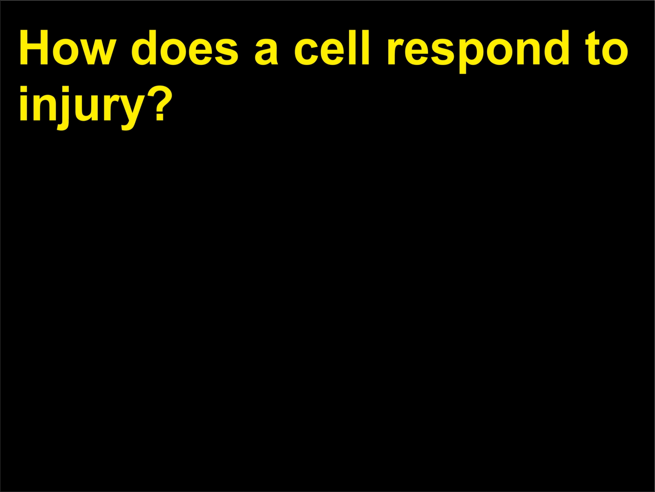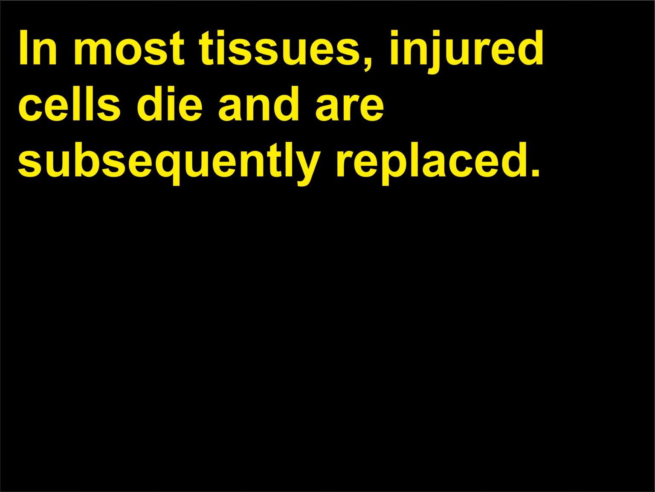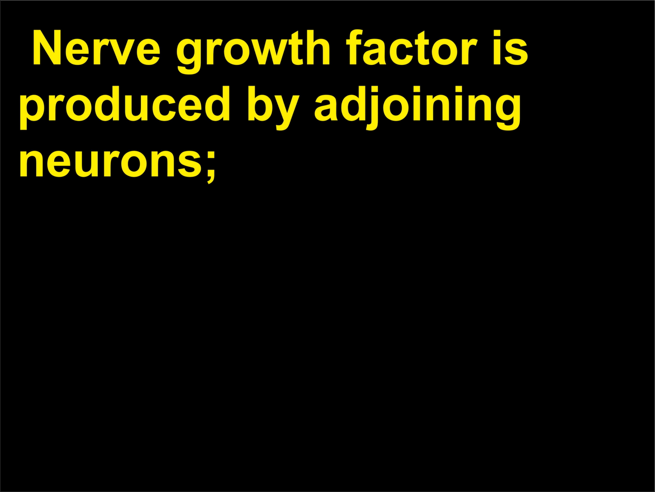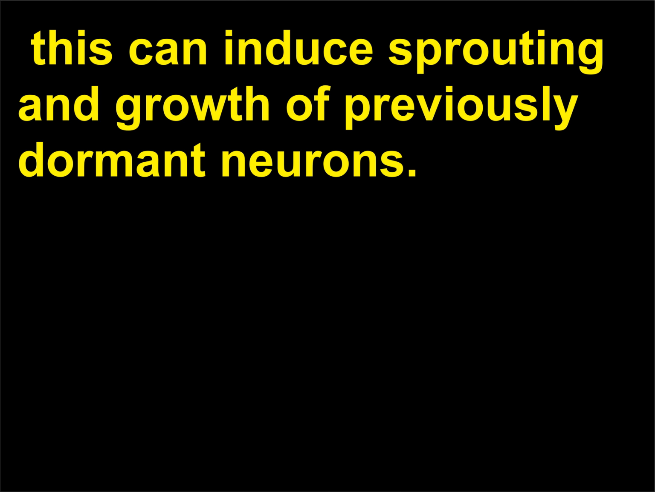How does a cell respond to injury? In most tissues, injured cells die and are subsequently replaced. However, in the case of nervous tissue, where dead cells cannot be replaced, a number of events can occur. Nerve growth factor is produced by adjoining neurons. This can induce sprouting and growth of previously dormant neurons.